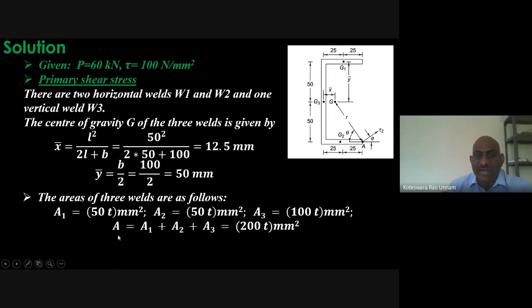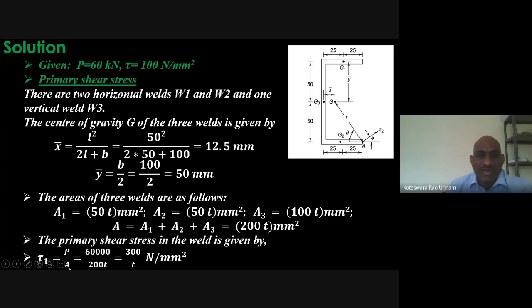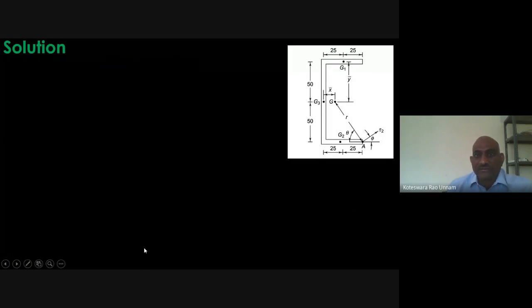So once I got the A value, the load is given as 60 kilonewtons. So then I can calculate the primary shear stress tau 1, which is nothing but P by A. So 60 kilonewtons, if I convert that into newtons, it becomes 60,000 newtons. 60,000 divided by 200 T comes out as 300 by T. Your load is in newtons and area is in mm square. See here the units, area is in mm square, load is in kilonewtons. We converted that into newtons here. Therefore, the unit for your stress is Newton per mm square, which comes out as 300 by T Newton per mm square. So that's about the primary shear stress.